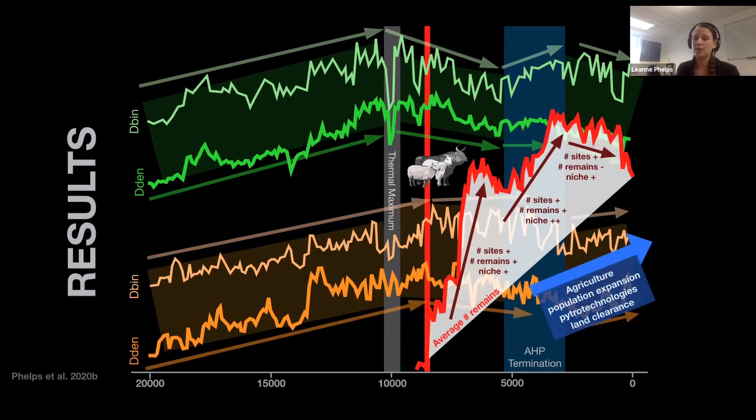We have many different population expansions, the development of pyrotechnologies, land clearance, all of these things that could also be contributing to the expansion of grassy biomes. So there's a lot of different variables at play here. It's a complex thing that we can't come to any quick conclusions about, and it requires a lot more investigation.